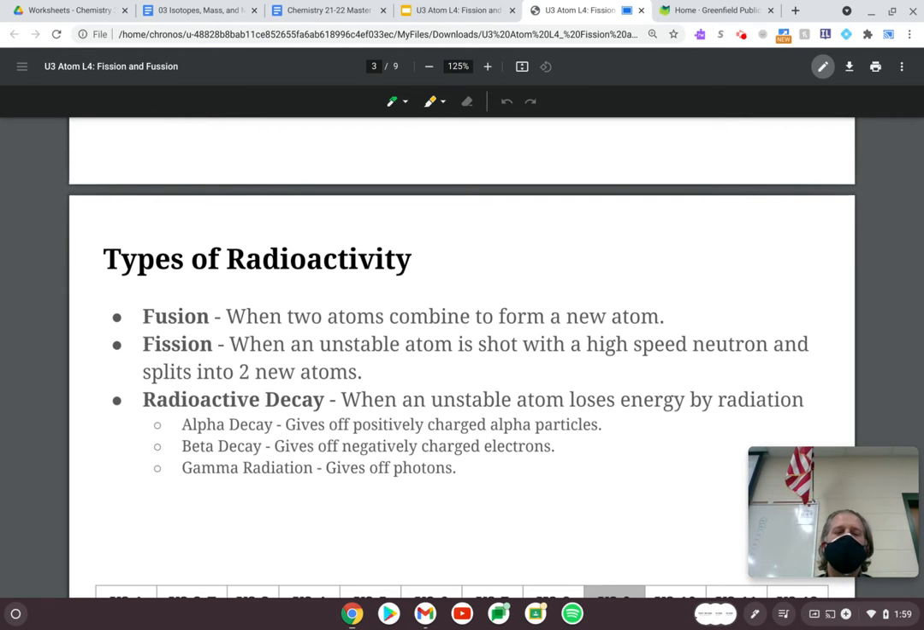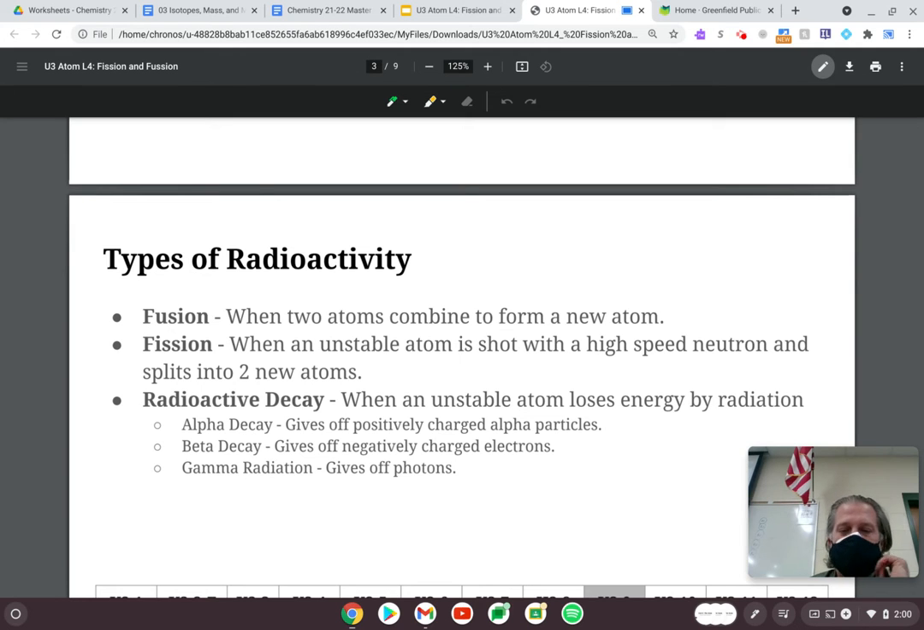But for now, we're going to just mention the fact that radioactive decay occurs when an unstable atom loses energy via radiation. Types of radiation that it gives off are gamma radiation, alpha radiation, and beta decay. And like I said, we'll spend more time with that on Monday. The two types of radioactivity we're going to be concerned about today are fusion and fission.